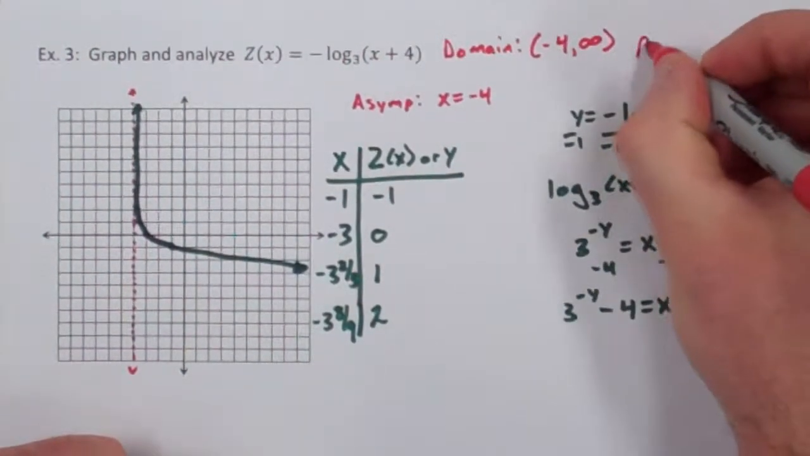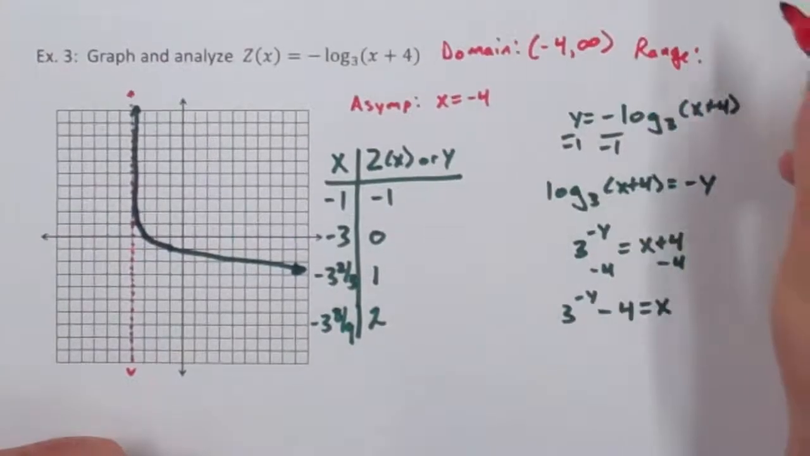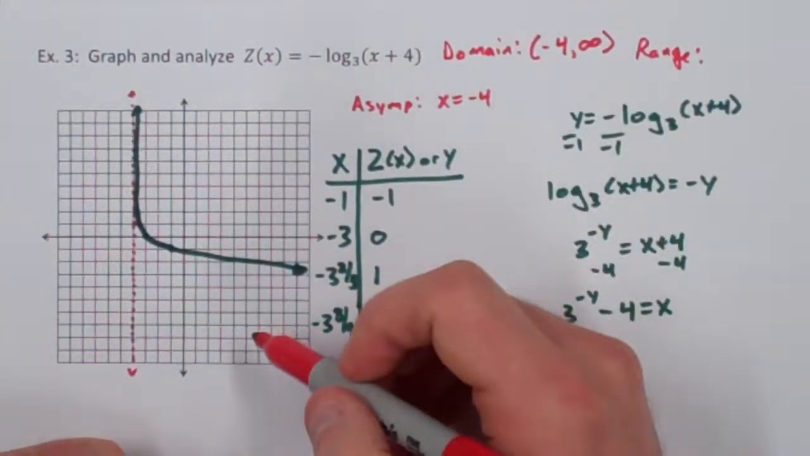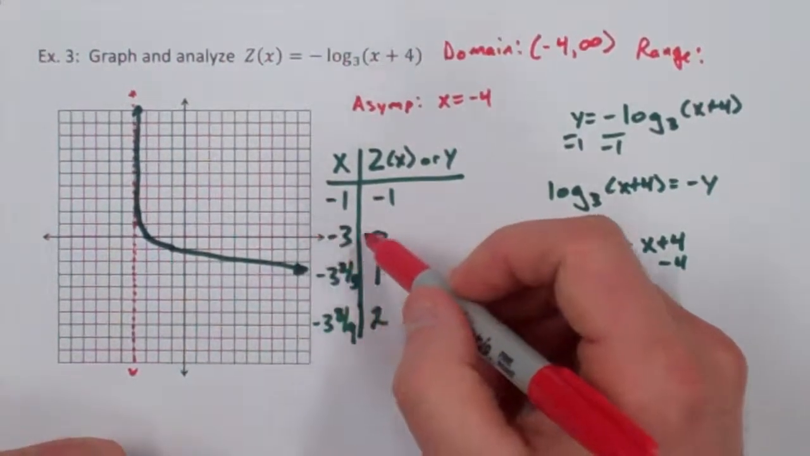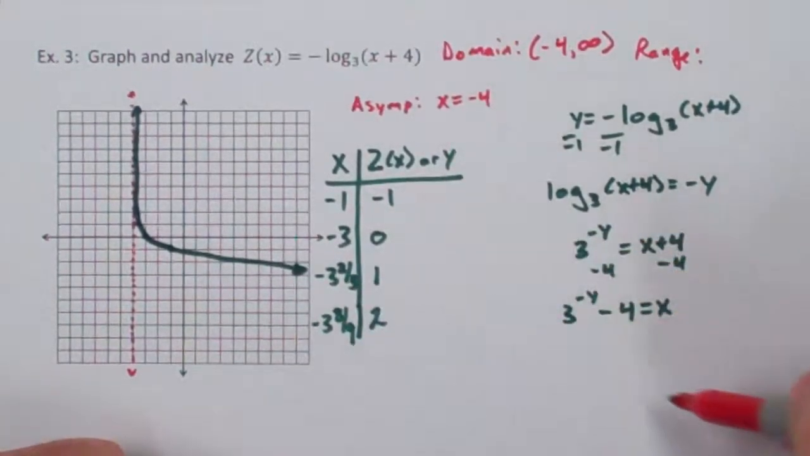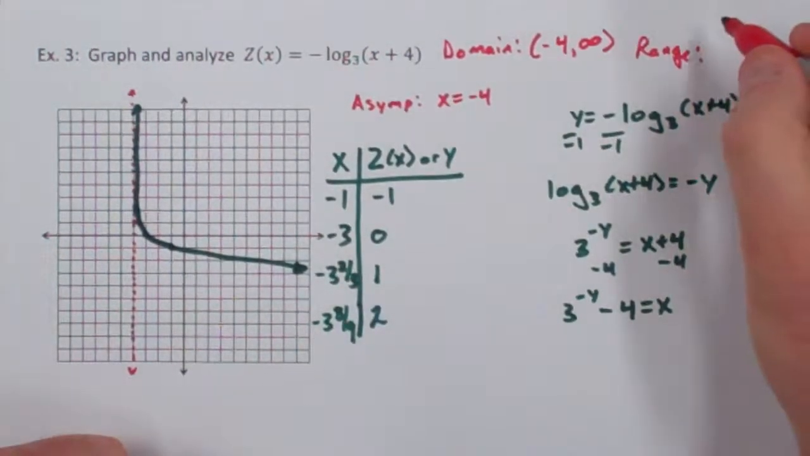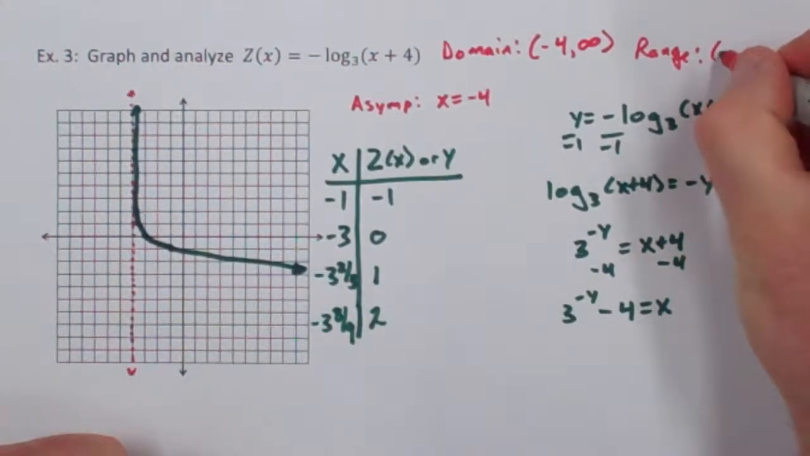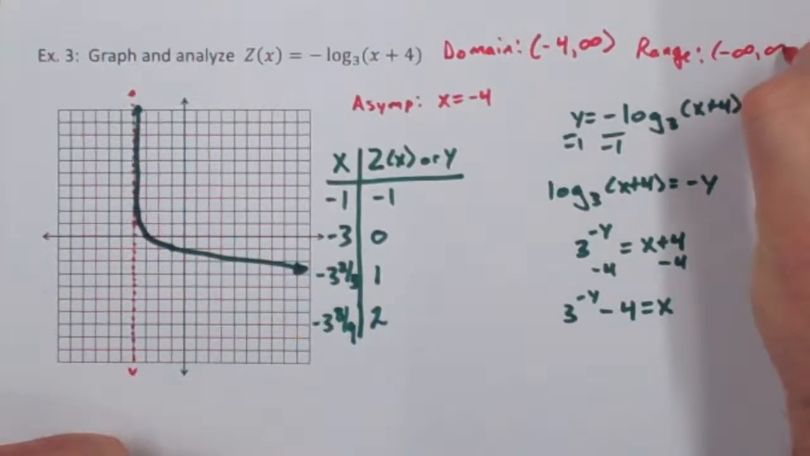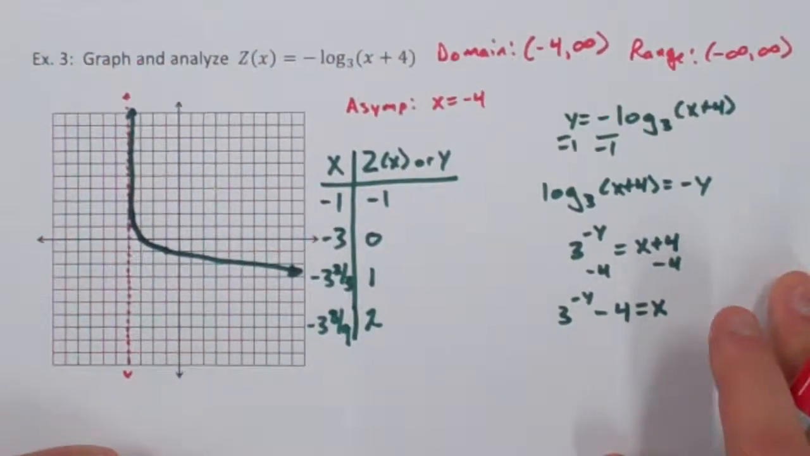And then the range are all the possible values of y. And we can see here that as we make x really, really big, this graph does continue to go down or descend, and it will continue down to infinity, or negative infinity in that case. So negative infinity to infinity, all real numbers, will be your range.